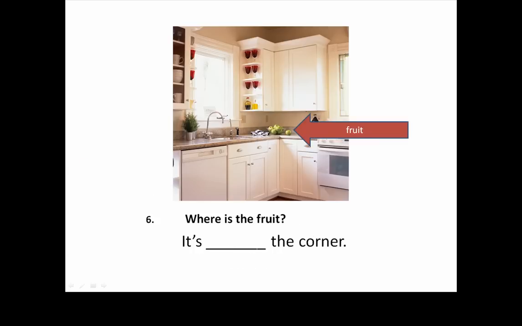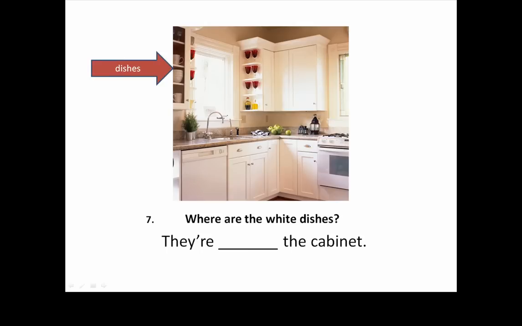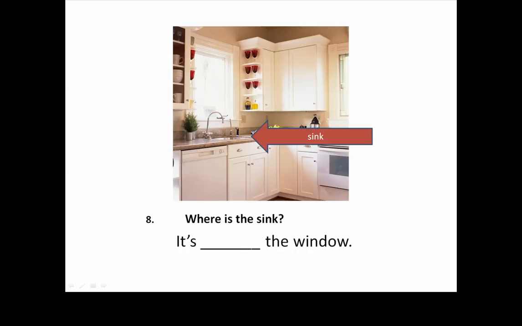Six. Where is the fruit? It's in the corner. Seven. Where are the white dishes? They're in the cabinet. Eight. Where is the sink? It's next to the window. We can also say it's in front of the window.